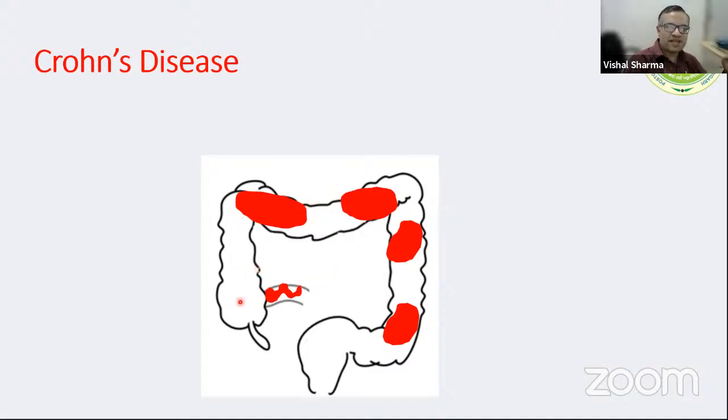The most common site is the ileocecal area, but it can involve only the small bowel, sometimes only the upper GI tract, that's the duodenum or stomach, may be the only sites of involvement. And it can involve any part of the bowel. Of course, both of these diseases also have extraintestinal manifestations.